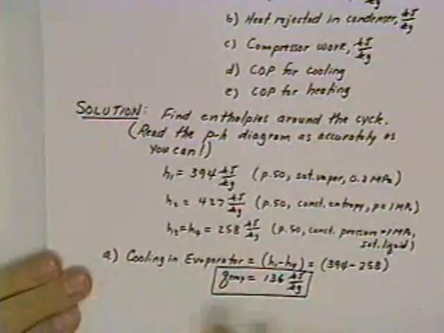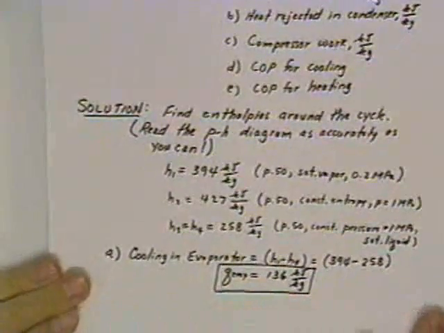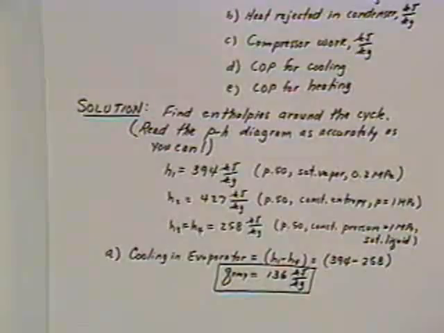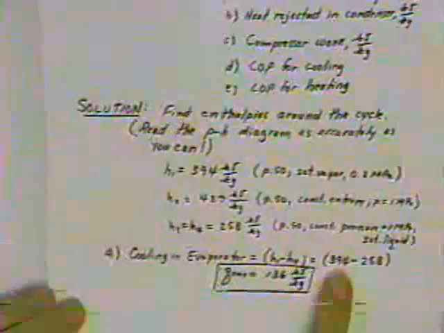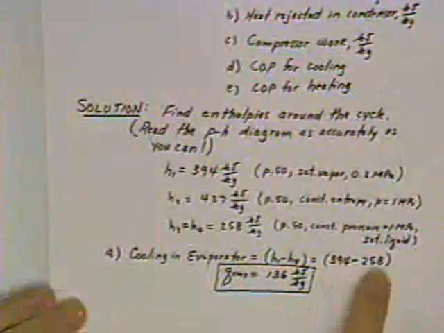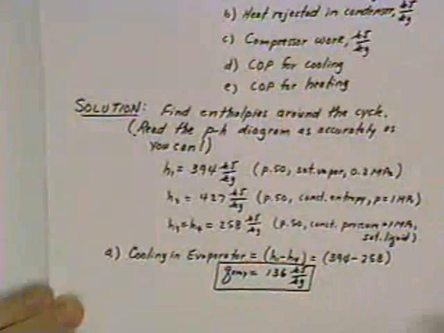Okay, cooling in the evaporator. Let's make sure we understand where we're talking about here for the cooling. In the case of an air conditioning system, the cooling is the amount of energy removed from, let's say, the house or the apartment in the evaporator coil. That's equal to H1 minus H4. With the enthalpies we got, 394 minus 258, our Q in the evaporator is 136 kilojoules per kilogram. That's the cooling in the evaporator.